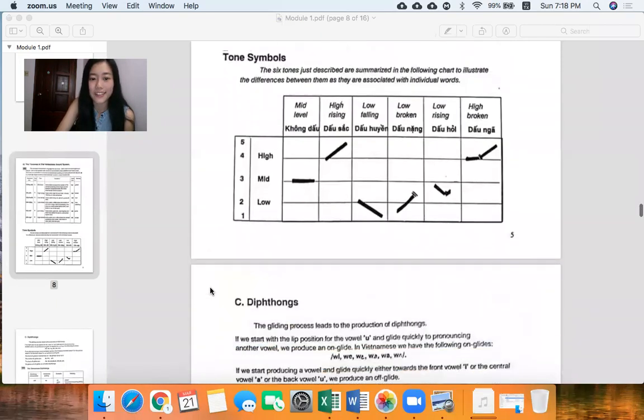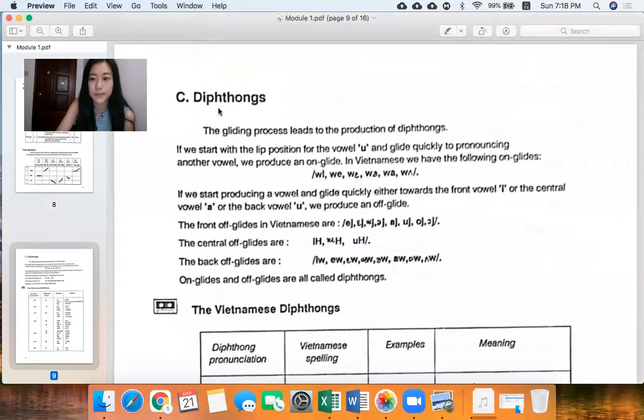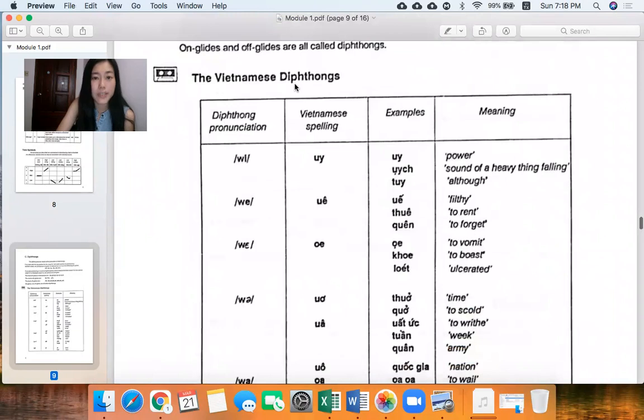Let's move on. Part C, diphthongs. The Vietnamese diphthongs.